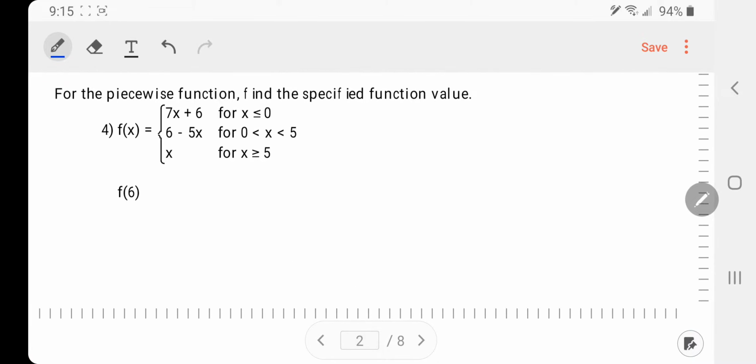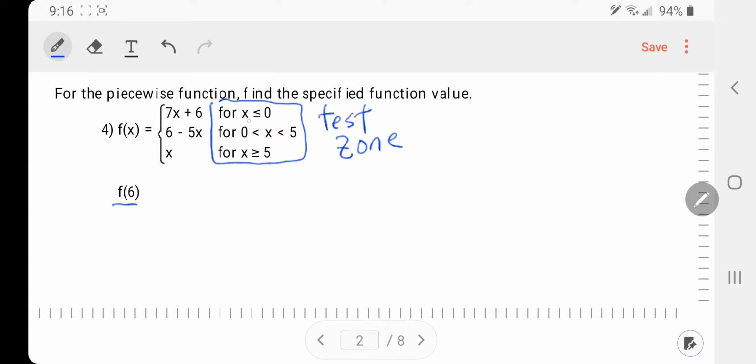Next problem. For the piecewise function, find the specified function value. So here we want to find f of 6. That means we're going to have to go back here to the test zone. I like to call this the test zone. And we're going to take our 6 and test it to see where to put it. So whichever of these statements is true, when I plug in the 6, then that's the piece that I'll do. Get it? Wherever it's true, that's what you do.